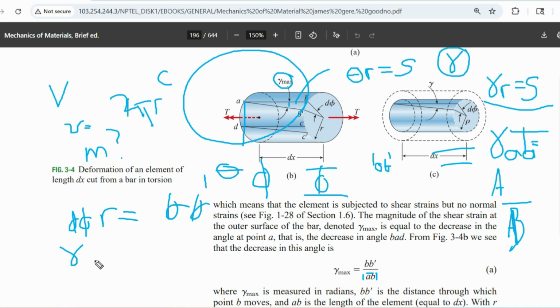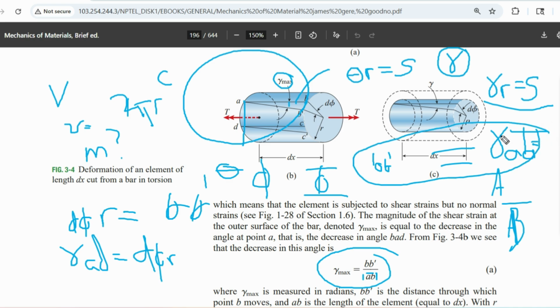So we're going to say this gamma AB is equal to d phi r. And now we're going to solve for gamma. So we have gamma is equal to... Oh, never mind. No, they just did one step at a time. I'm doing 2 steps at a time. So this was the first step. So we already did that.